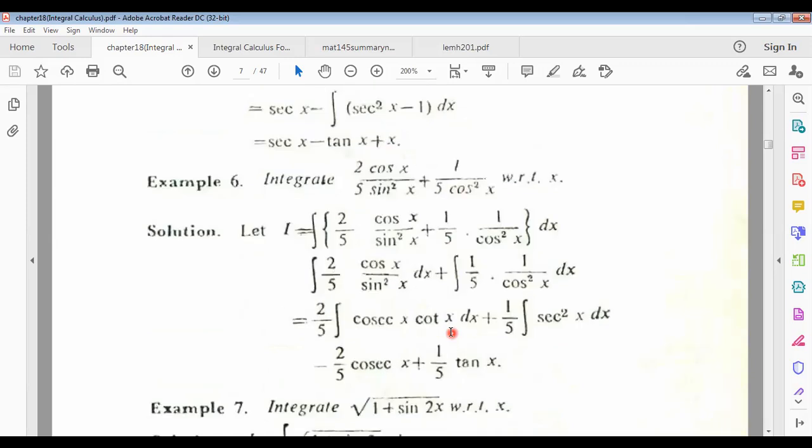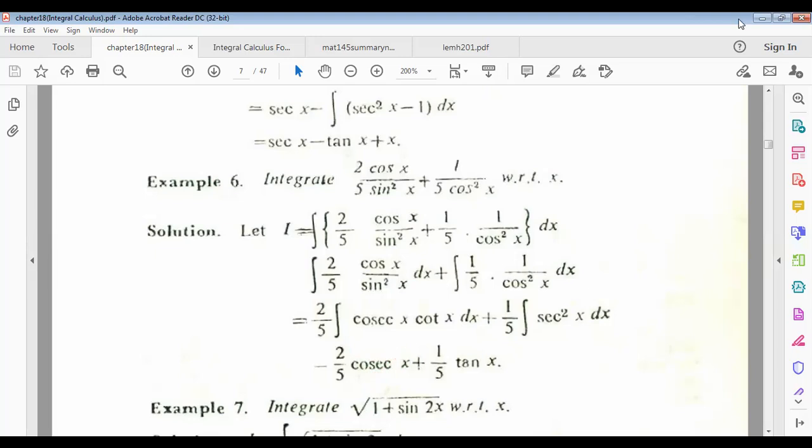Similarly, example 6 will be homework for you. Using the same concept, cos by sine means what? Cot. And 1 by sine means what? Cosec. Okay, 1 by cos square x means what? Sec square x. Sec square x formula is tan x, and cosec x cot x formula is minus cosec x. You can use the list of integral formulas.